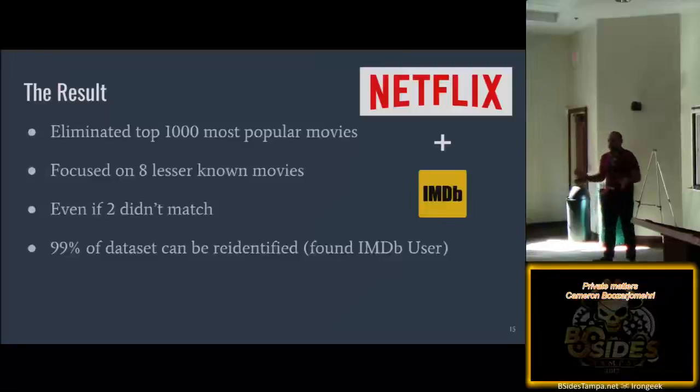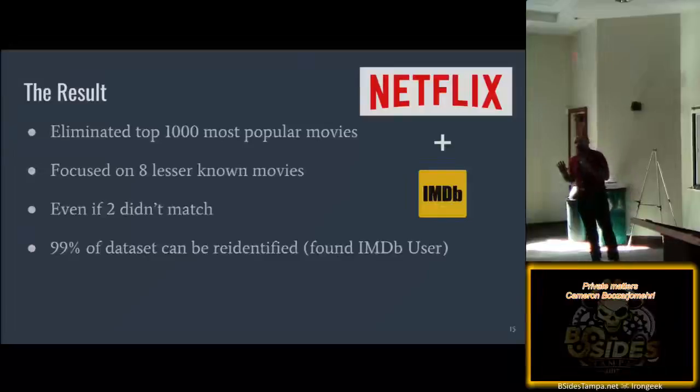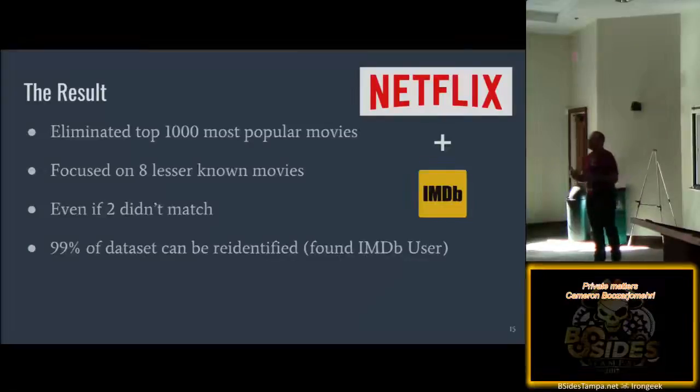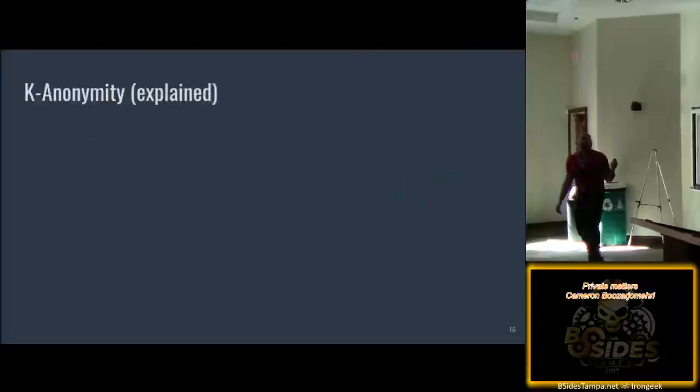Now remember, context. This was a data set that was used for research. The damage? You're starting to identify people across platforms. Now, I want to stay with this example because this works off of an idea called k-anonymity, which is fundamental to how people release research data.